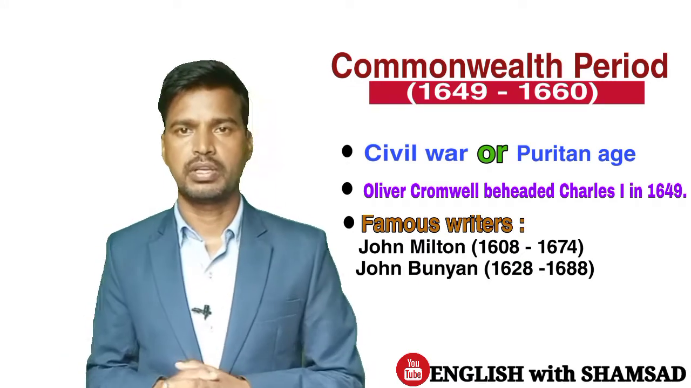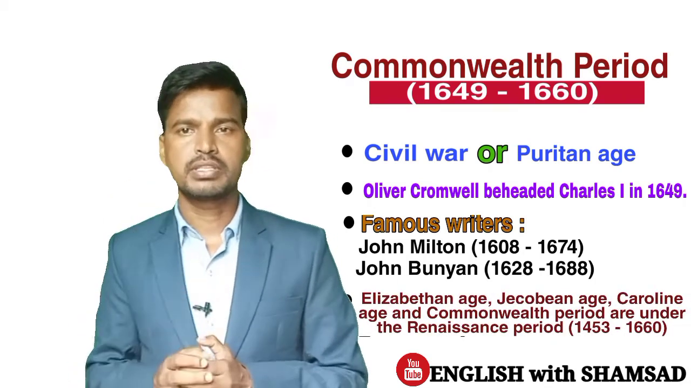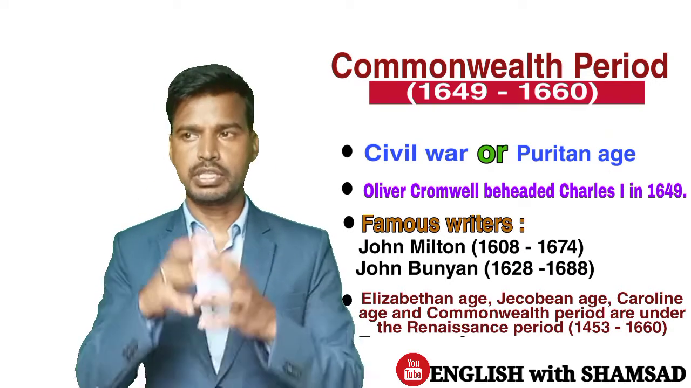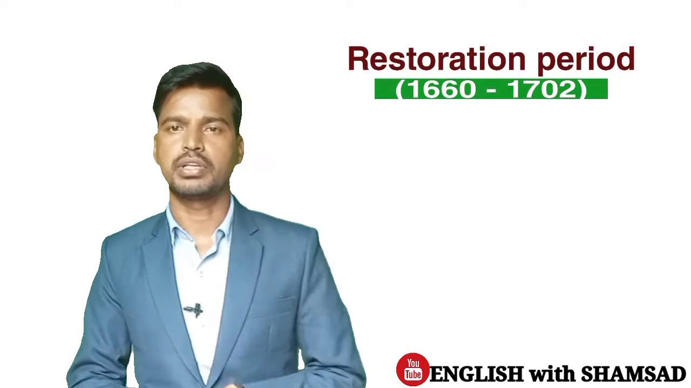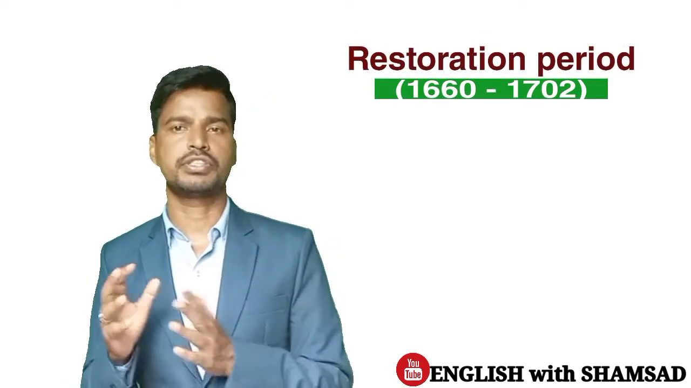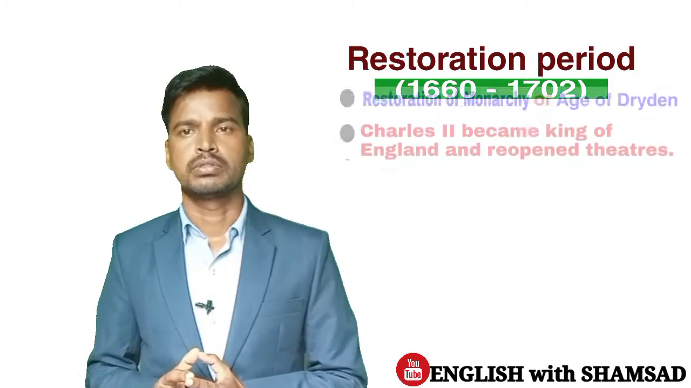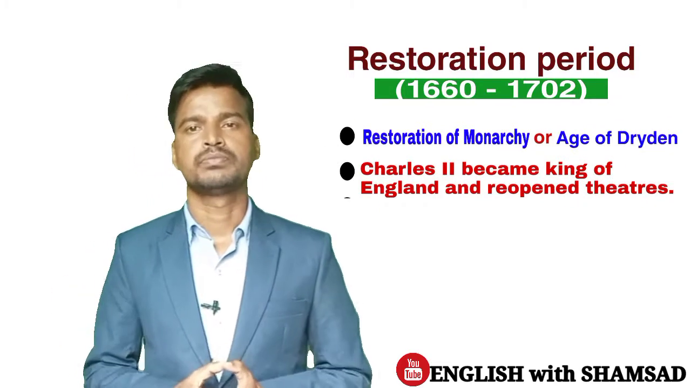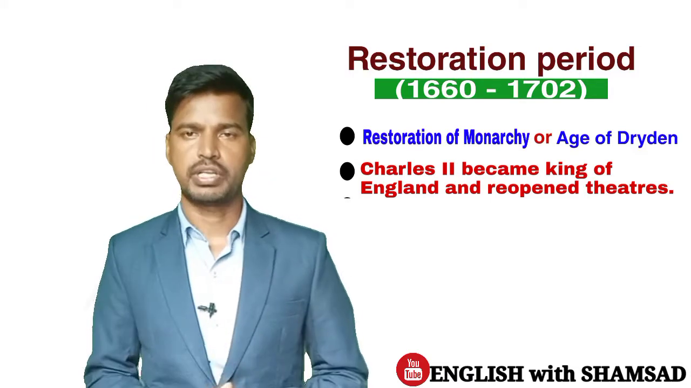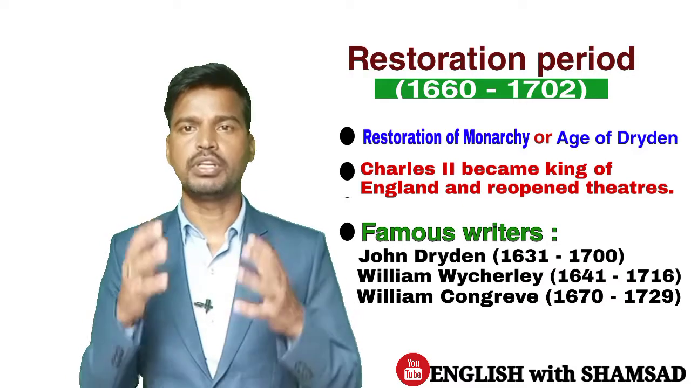You should know one important thing here: Elizabethan age, Jacobian age, Commonwealth age and Caroline age. These ages are under the Renaissance period. Next age of English literature is the Restoration period. Time duration is 1660 to 1702. This age is also called age of monarchy, means restoration of monarchy, as well as age of Dryden, means John Dryden. Famous writers of this age: John Dryden, William Wycherley, William Congreve.